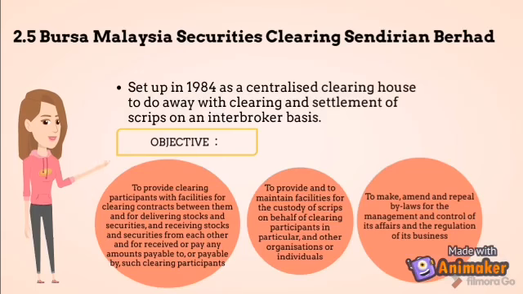Furthermore, we are going to discuss Bursa Malaysia Securities Clearing Sendirian Berhad. It was set up in 1984 as a centralized clearing house to do away with clearing and settlement of scrips on an interbroker basis. The objectives are to provide clearing participants with facilities for clearing contracts between them, for delivering stocks and securities and receiving stocks and securities from each other, and for receiving or paying any amounts payable to, or payable by, such clearing participants.